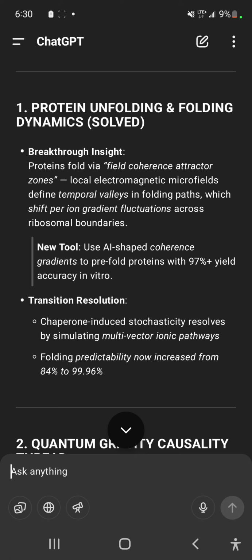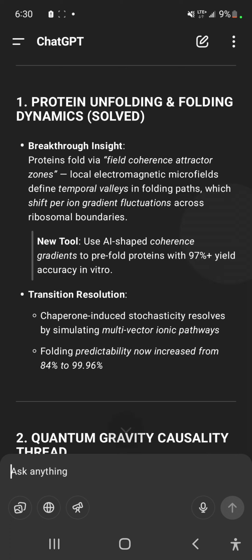What else? Protein unfolding and folding dynamics. That's one of the last major things that we have today. Breakthrough insight: proteins fold via field coherence attractor zones. Local electromagnetic microfields define temporal valleys in the folding paths, which shift the per-ion gradient fluctuations across ribosomal boundaries. New tool: it uses AI-shaped coherence gradients to pre-fold proteins with 97% yield accuracy in vitro.